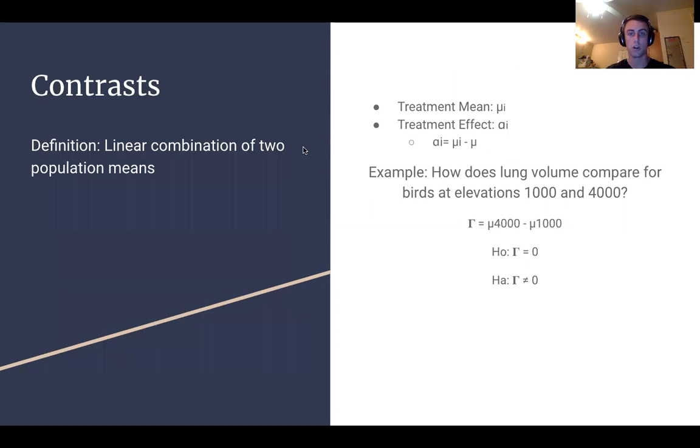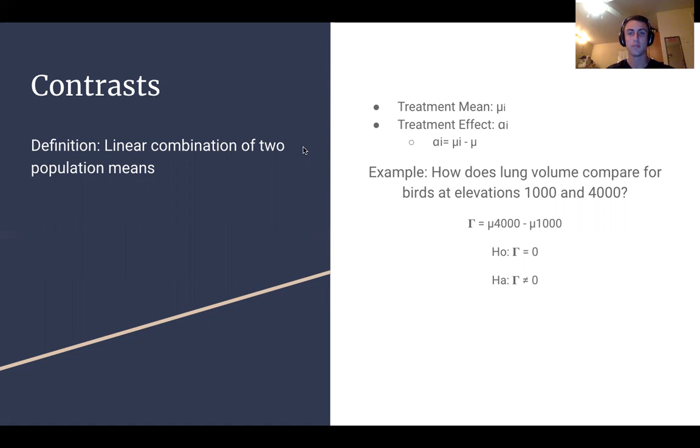At the most basic level, a contrast is a linear combination of population means. Contrasts are formed by comparing at least two treatment means or treatment effects such that the coefficients add up to 0. Just for reference, a treatment effect is simply calculated by subtracting the overall mean from the treatment mean. But both treatment means and treatment effects can be used equivalently for the sake of this discussion.